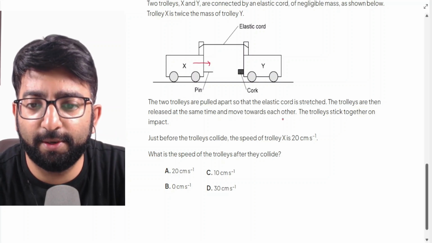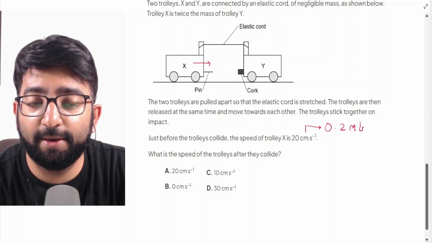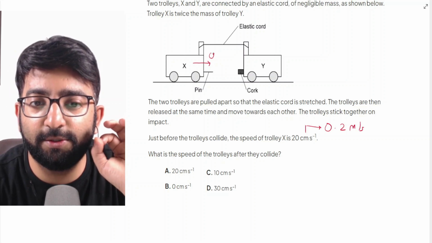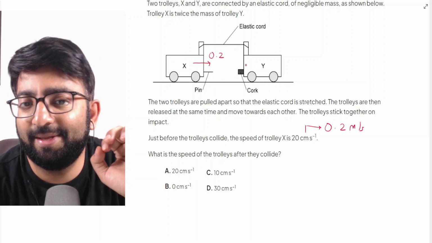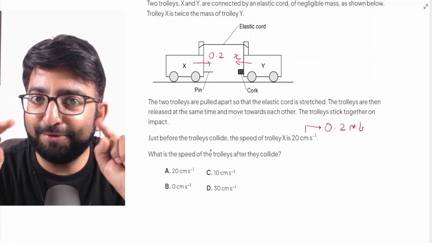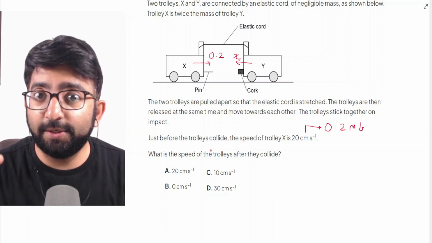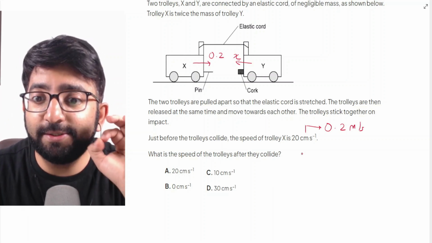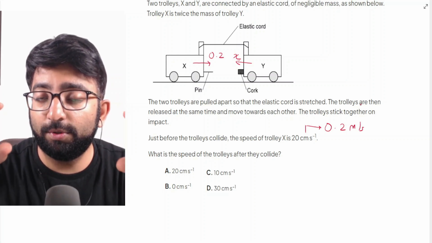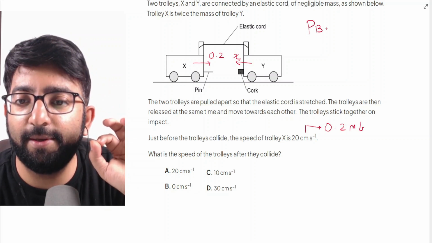Let's convert that into meters. So 20 centimeters per second will be 0.2 meters per second. So just before the trolleys collide, the speed of trolley X is 0.2. In that case, let's say Y would have been moving with a speed of x. Now, back to the same law of conservation of momentum. Momentum before and after will be zero. The before momentum is zero because the two trolleys were released at the same time. So initially, both the trolleys were stationary. So initial momentum definitely is equal to zero.